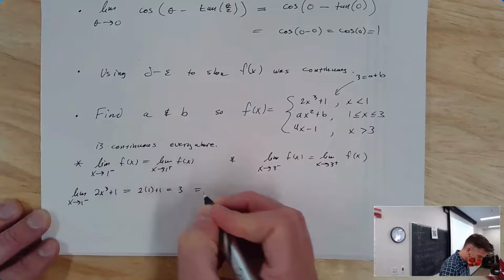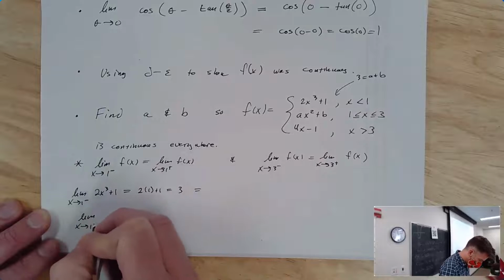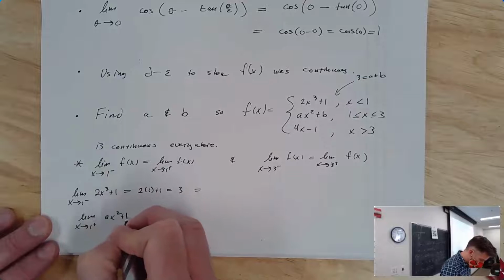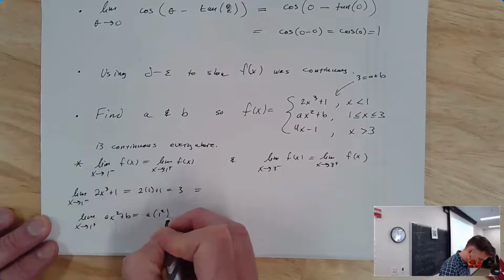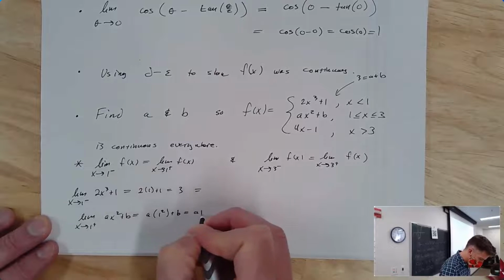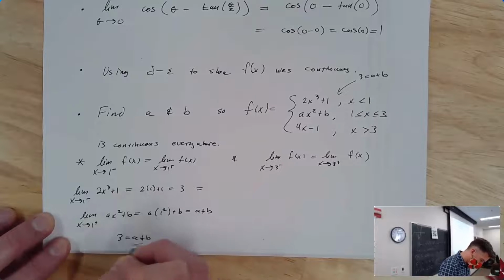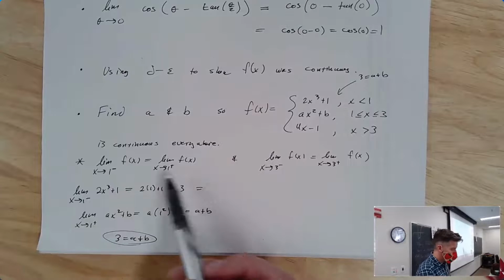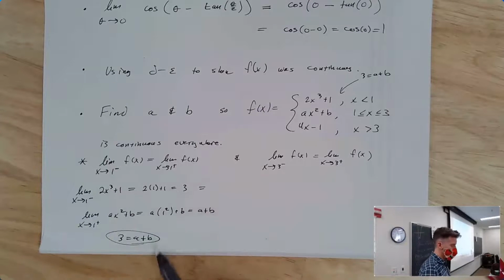And we need that to equal the limit as x approaches 1 from the right of the function, which is going to be a times 1 squared plus b, which is a plus b. So we're getting 3 equal to a plus b. But I do really think that if someone asks you a question like that, it's in your best interest to show that you need to find the limit from the left and the limit from the right and set them equal to each other and show those steps.